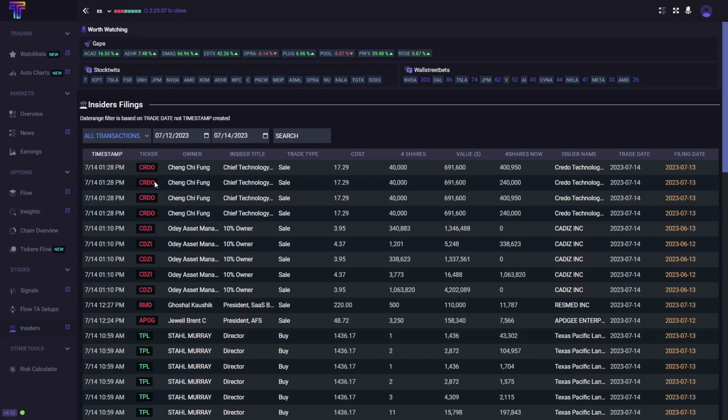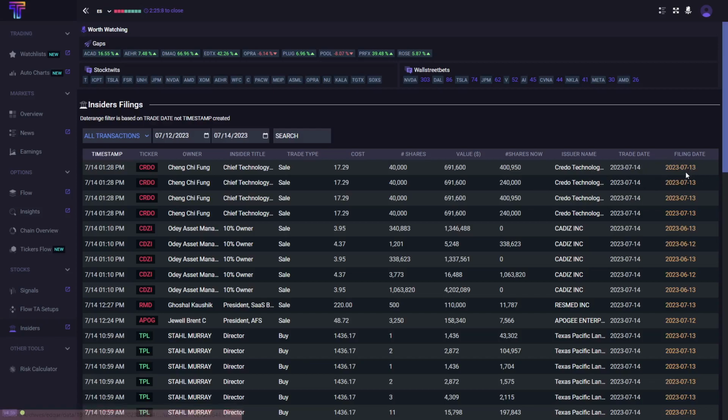It will show the ticker associated, who actually made the trade, their title associated with the company, what type of trade it was, the cost of how much they bought per share, how many shares they purchased, the total value of the trade, and the total value of shares they have now. It'll also show you the issuer name that actually had the transaction occur. It'll show you the trade date, and it'll show you the filing date.